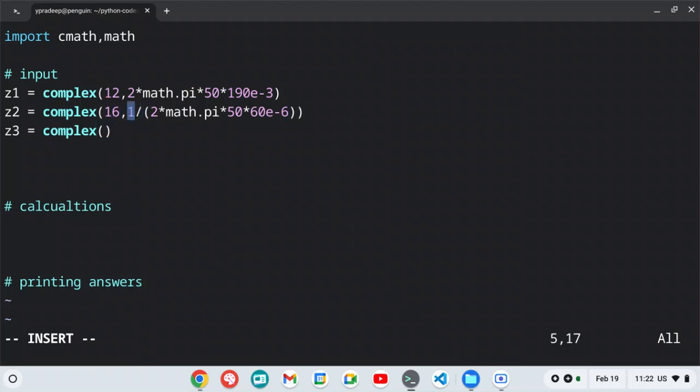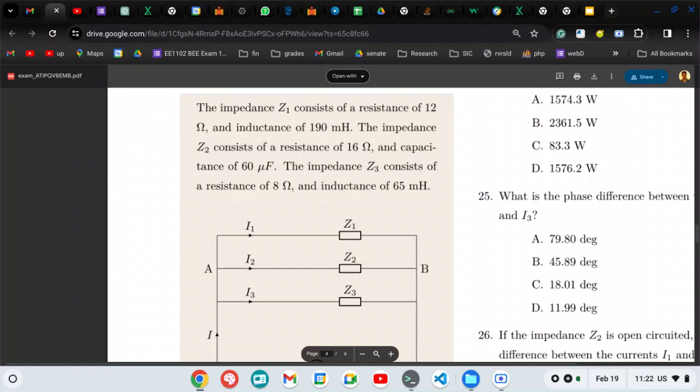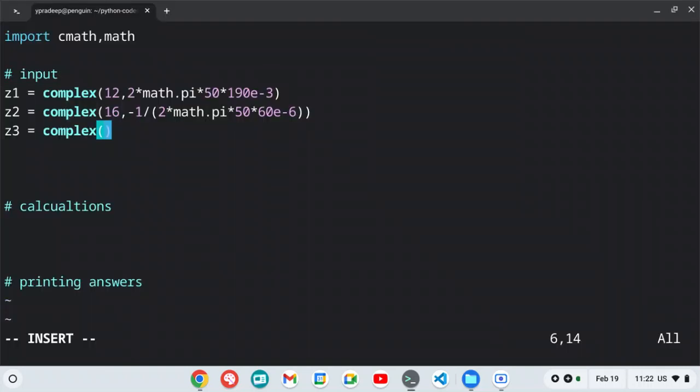The question is, is it not minus 1 by? I think so, correct. Let's put minus. We'll see if the answer doesn't match, I will correct it later. So Z3 consists of 8 ohms and inductance of 65 millihenries. So 8 and 65. So 2 into pi into 50 into 65 millihenries.